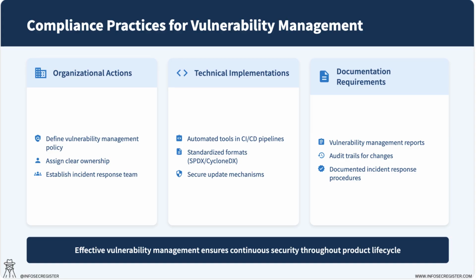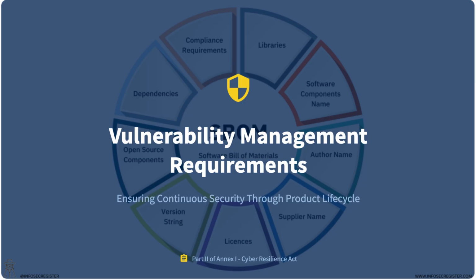And finally, the CRA expects robust documentation. You must maintain vulnerability management reports, track changes with audit trails, and clearly document your incident response procedures. Documentation isn't just paperwork. It's how you demonstrate compliance to regulators and protect your organization during audits. Altogether, these practices ensure that your vulnerability management is not reactive or ad hoc, but structured, repeatable, and aligned with CRA requirements.